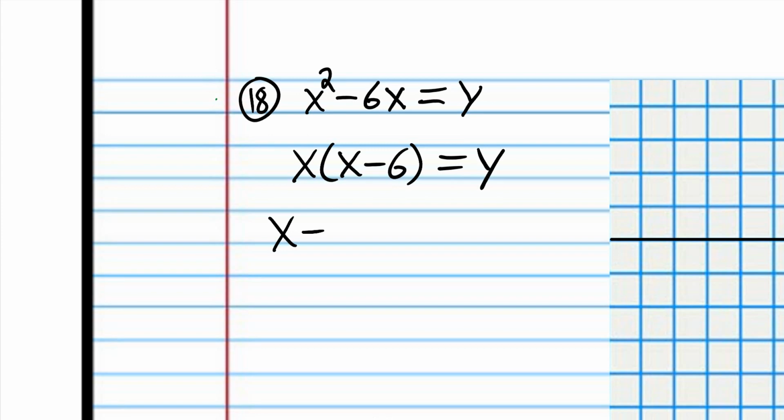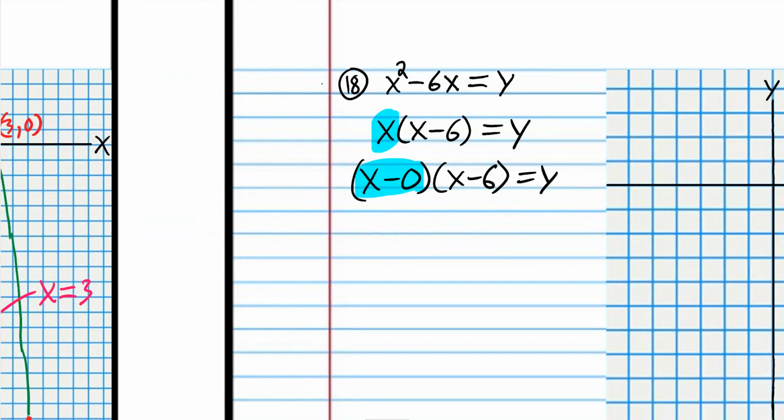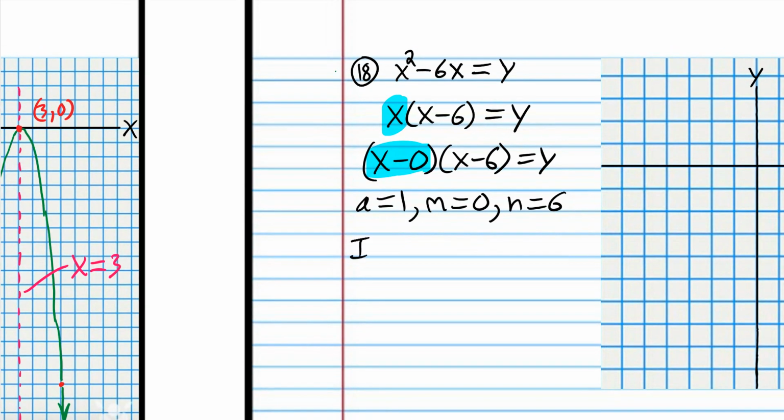Now I'm going to change x to x minus 0. Just to be clear, I changed x to x minus 0. And now we're in intercept form. So now we can label the constants, just like we did in previous problems. Step 1 is to find the x value of the vertex as usual. We have 0 plus 6 over 2, which is 3.